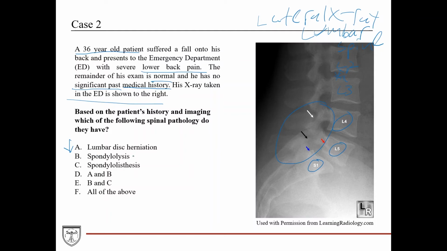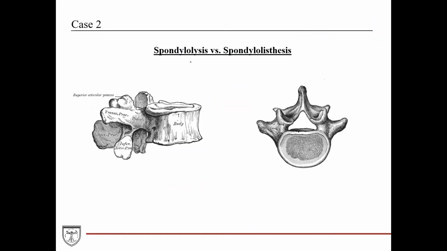Spondylolysis. So this is a break in the pars interarticularis. We'll talk about that on the next slide. Spondylolisthesis. This is a slippage of the vertebrae. Again, we'll talk about this on the next slide. And then obviously these combination choices. So let's move on and differentiate what these two are, because we've already talked about this in great detail in our videos. So spondylolysis versus spondylolisthesis. Spondylolysis is a break in the pars interarticularis.